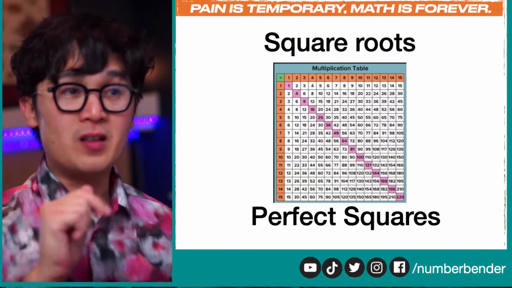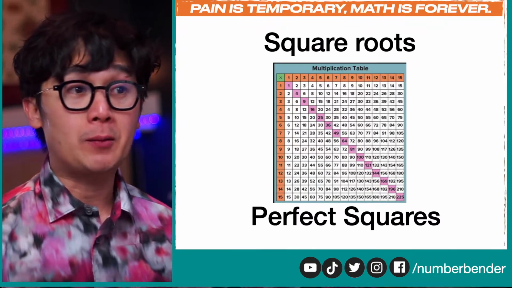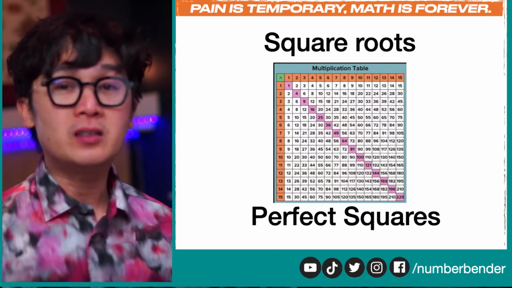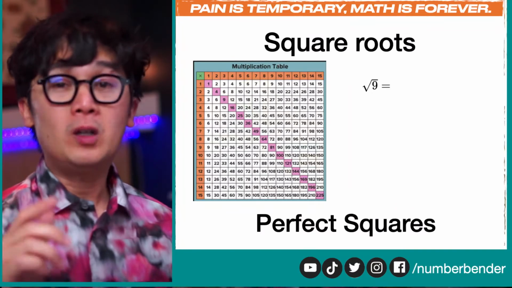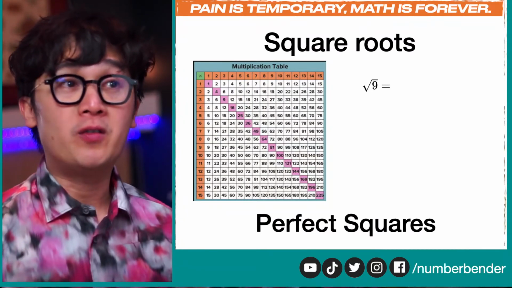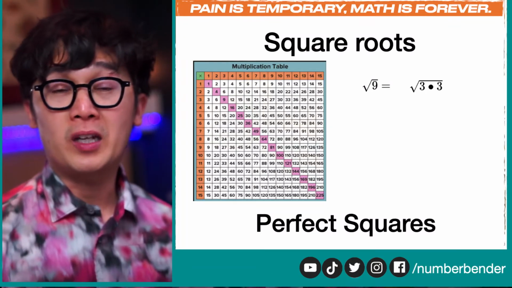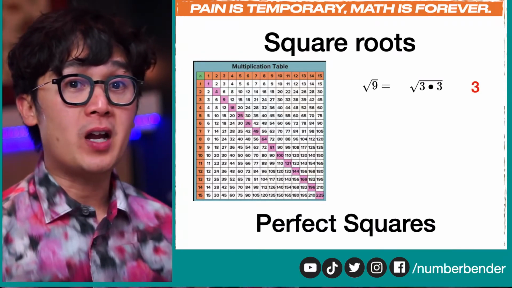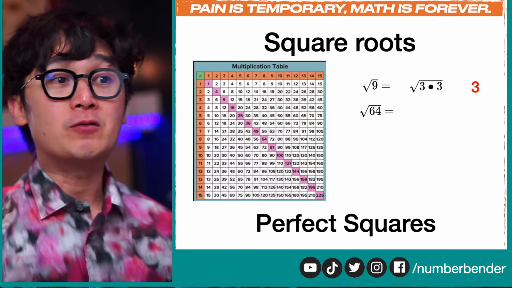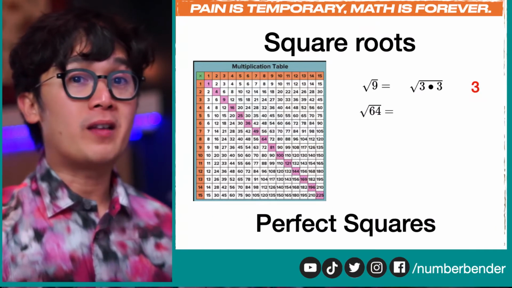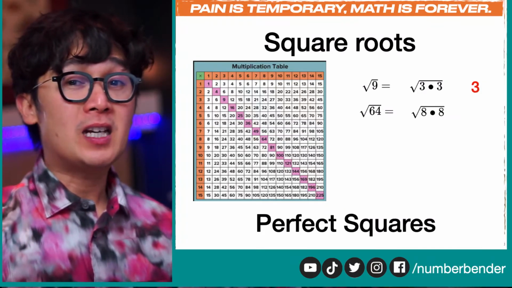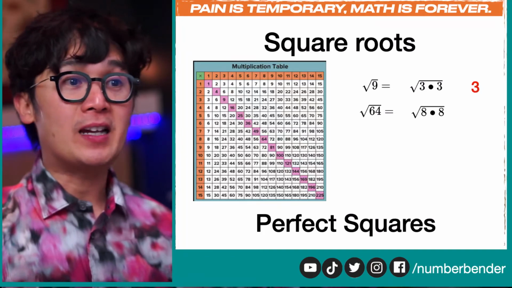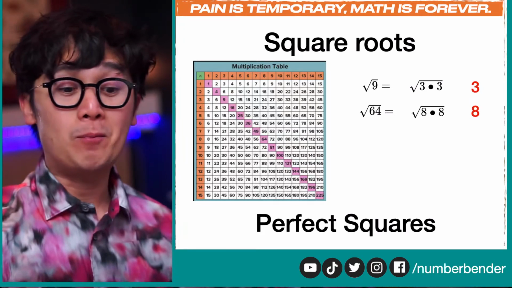These are the perfect squares in our multiplication table, which are in our diagonals. If we know our perfect squares really well, we'll be able to answer problems like square root of 9, which we know is 3 times 3. That's why square root of 9 is equal to 3. And if we have square root of 64, knowing that we have mastered our multiplication table, factoring 64 is just 8 times 8, and square root of that, of course, is simply 8.